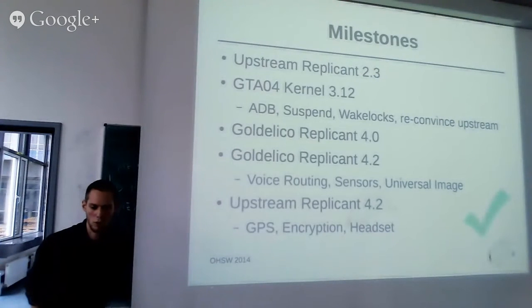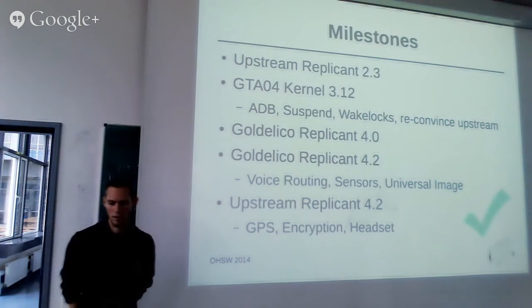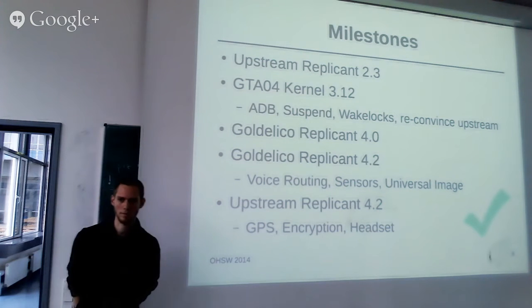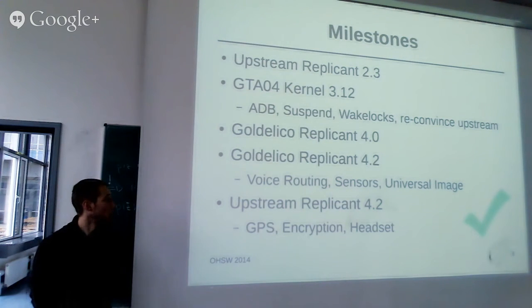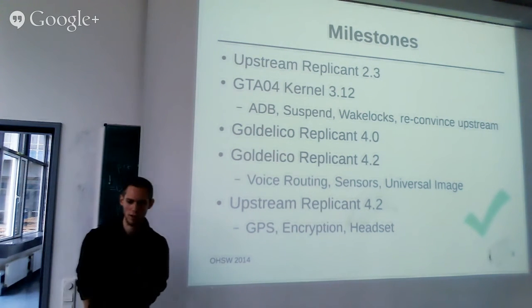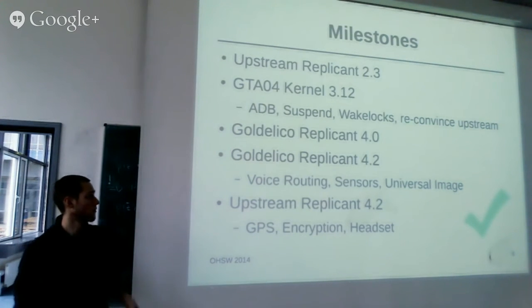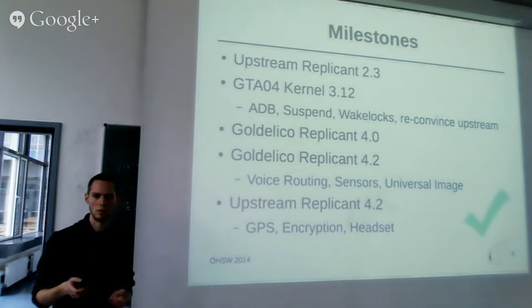Okay, this is more or less a little bit of history and some of the big milestones which were achieved in this project. In the very beginnings of the GTA04, there was the upstream Replicant project. They ported Android version 2.3 to the GTA04, and they showed that basic functionality was there. It was a very old version of Android, released maybe 2 to 3 years ago. You could boot it, and I think you could connect to the internet and surf, but I think phone calls were not really working.